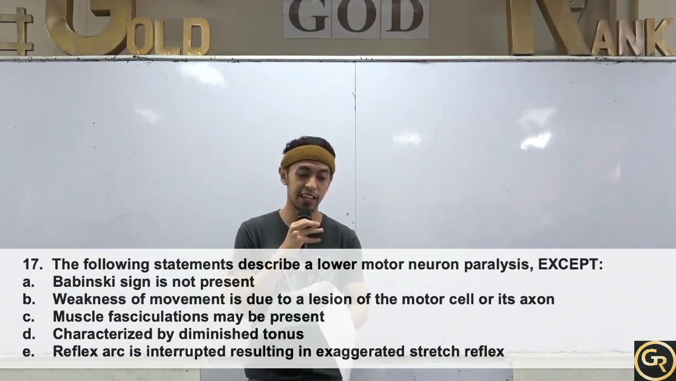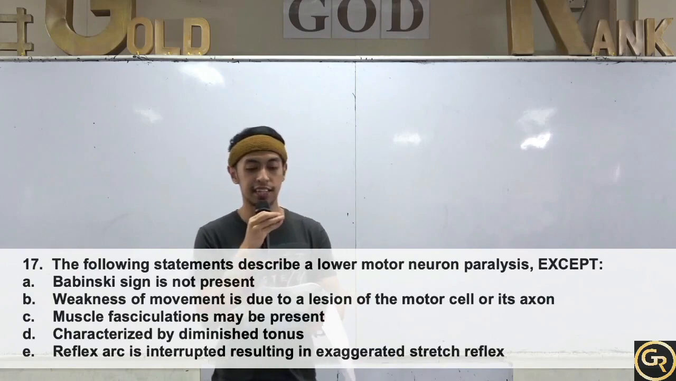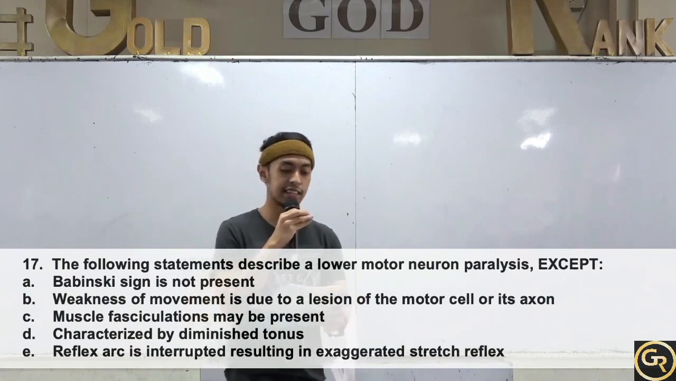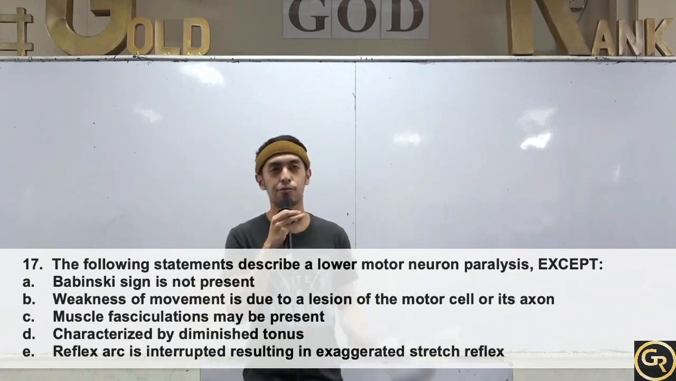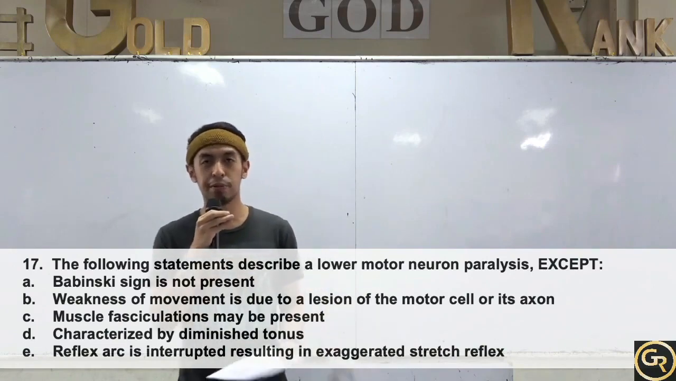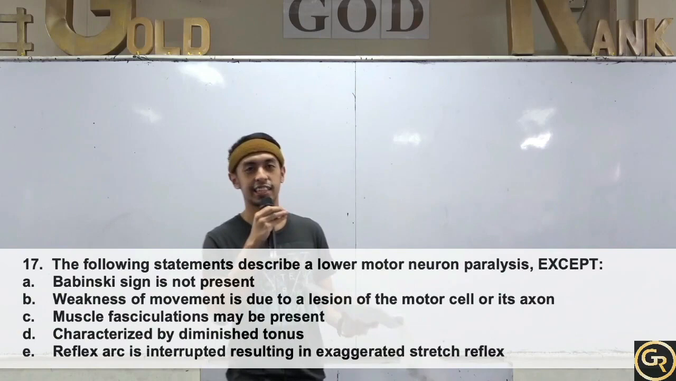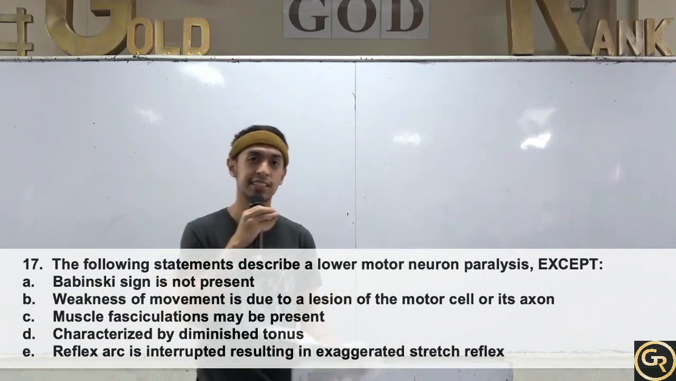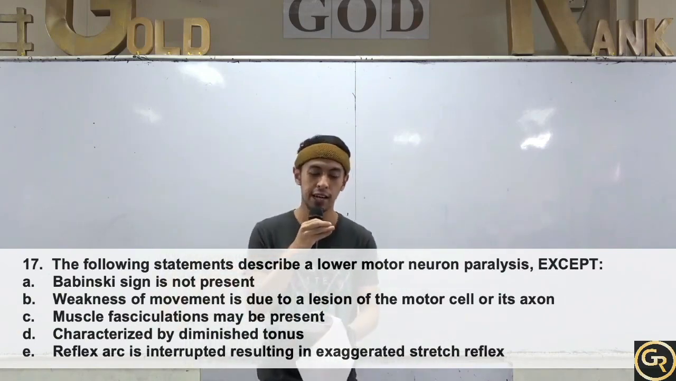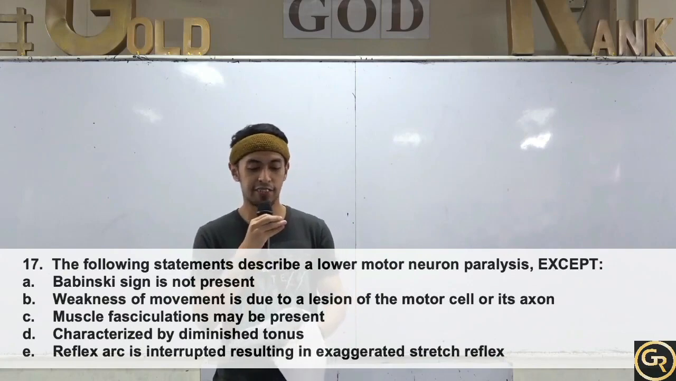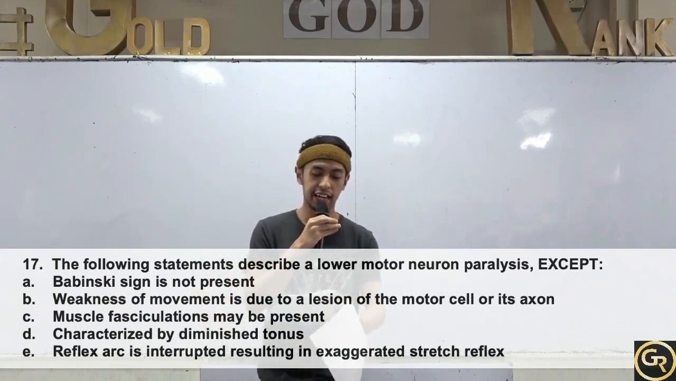So, you're left with letter egg. Ano nakalagay? Reflex arc is interrupted resulting in exaggerated stretch reflex. Again, di ba kapag lower motor neuron, it should be more of a diminished stretch reflex, not exaggerated. Kasi po, pag exaggerated to, this is an upper motor neuron paralysis. Okay? So for this one, it's letter egg.